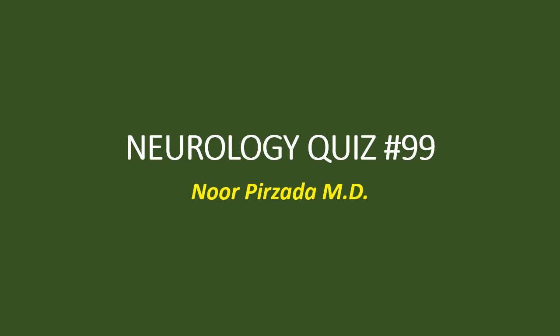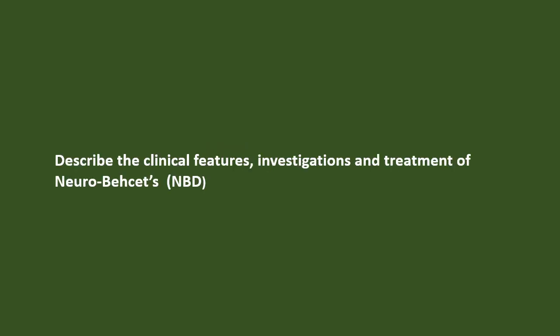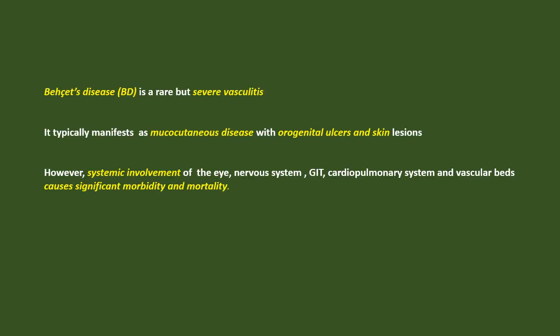Neurology quiz number 99. Describe the clinical features, investigations, and treatment of Behcet's disease or NBD. Behcet's disease is a rare but severe vasculitis. It typically manifests as mucocutaneous disease with orogenital ulcers and skin lesions. However, systemic involvement of the eye, nervous system, GIT, cardiopulmonary system, and the vascular beds causes significant morbidity and mortality.